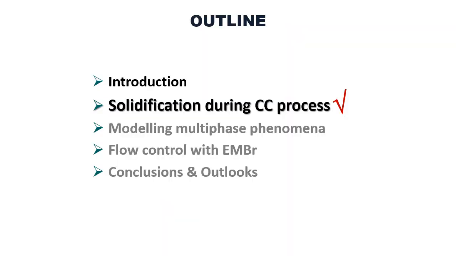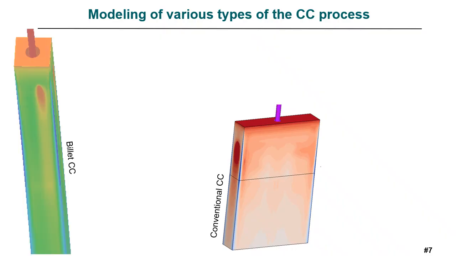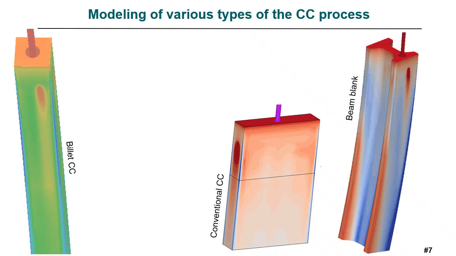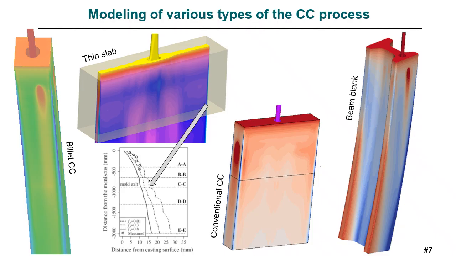First of all, we'll consider solidification phenomena during the continuous casting process. The continuous casting process deals with different types of final products, such as conventional slabs, billet casting, some special types like beam blank, or highly trending thin slab or strip casting with high throughputs and high solidification rates. And regardless of the final product type, we have to deal with the continuously growing solidified shell against the wall of the water-cooled copper mold.